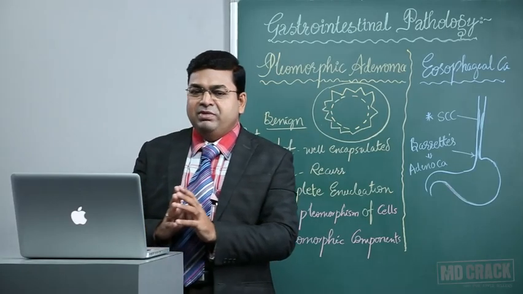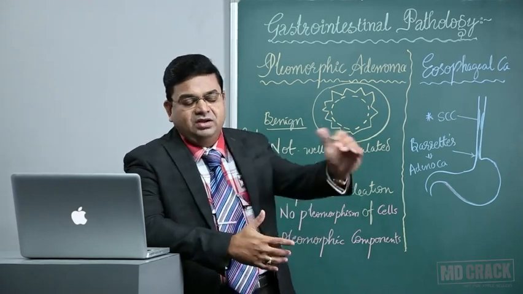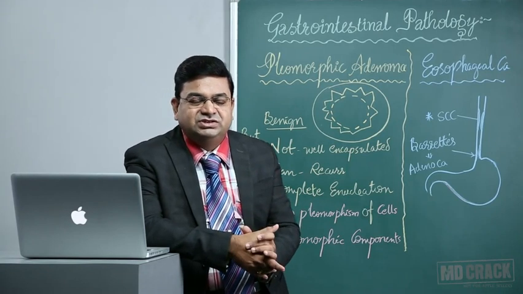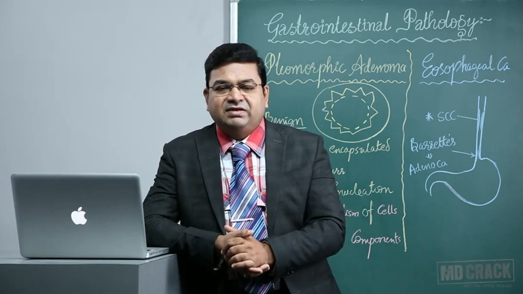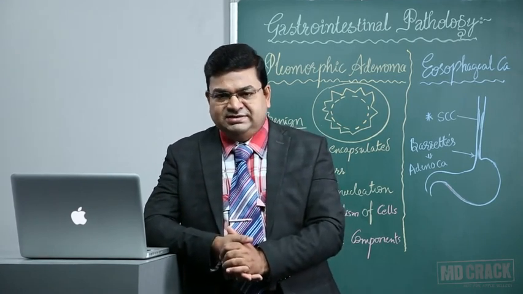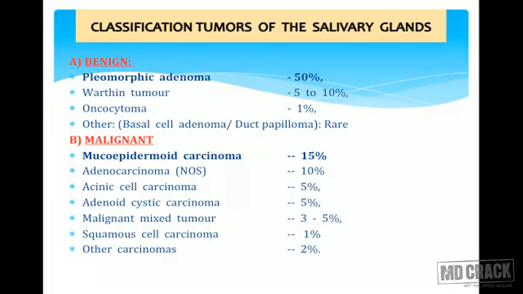So remember, minor salivary glands are known for malignant tumors like cribriform carcinomas, adenoid cystic carcinomas, and mucoepidermoid carcinomas, which are very, very common in the minor salivary glands, whereas pleomorphic adenoma, which is a very, very common benign salivary gland tumor, is very common in the parotid gland. So let us have a look at this important classification of the tumors of the salivary gland.